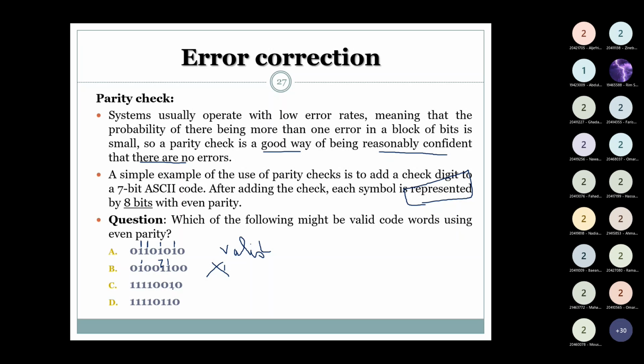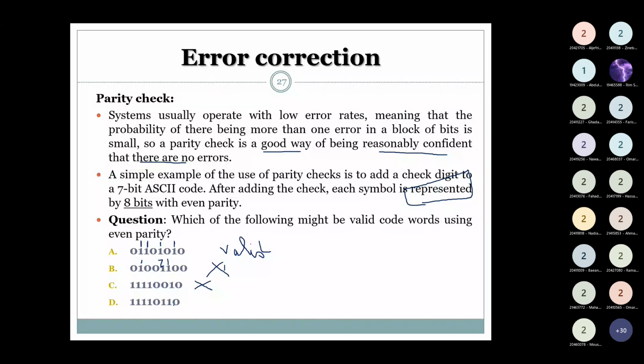For D, 1, 2, 3, 4, 5, 6. Valid or invalid? Valid. Why is it valid? Because we have an even number of ones. So this is what is called the parity check. Invalid, invalid, invalid.